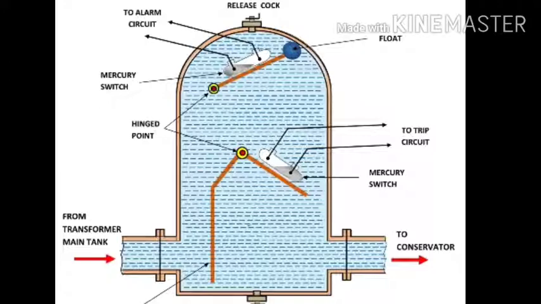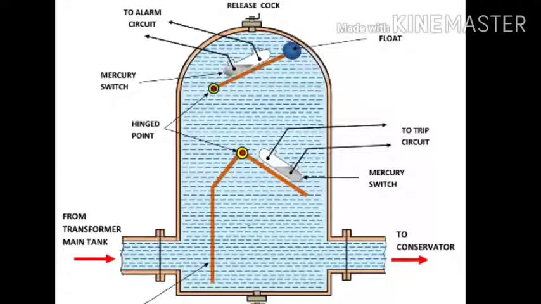The amount of gas generated depends upon the intensity of the fault. The gas bubbles tend to flow in an upward direction toward the conservator, and hence they are collected in the Buchholz relay, which is placed on the pipe connecting the transformer tank and the conservator.